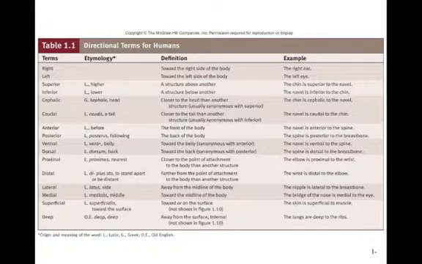So what would be, let's say, your ear to your eye? What would you use? What do you think? Which one's medial? Your eye. So your eye would be medial to the ear, or your ear is, what's that other term? Lateral to your eye. So your ear is lateral to your eye, or your eye is medial to your ear.